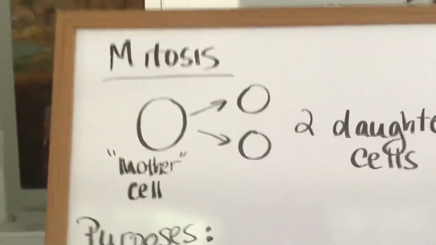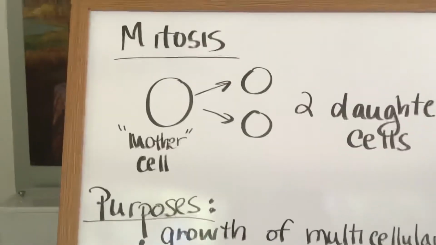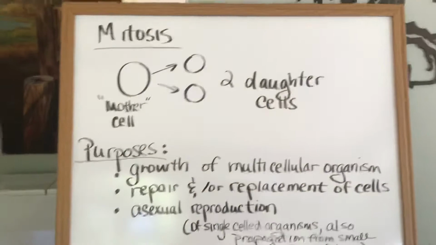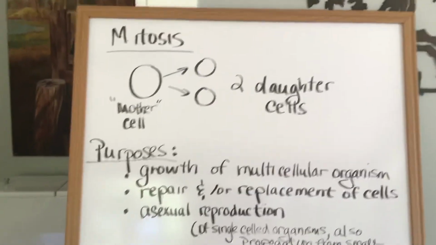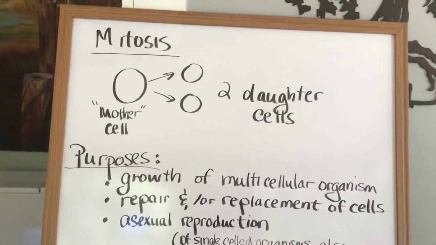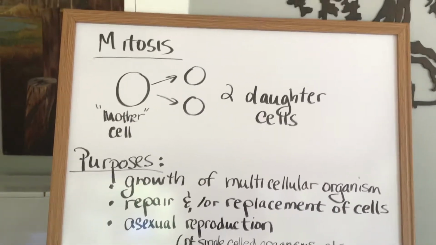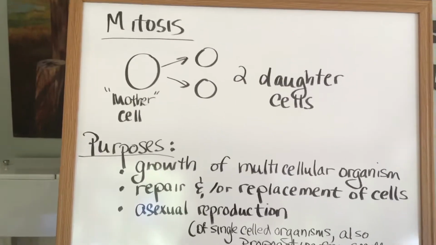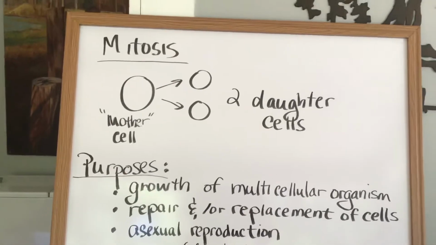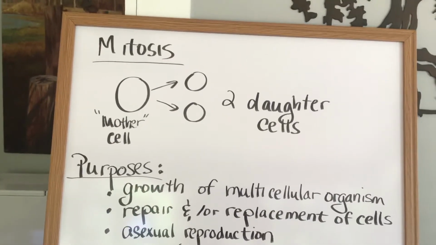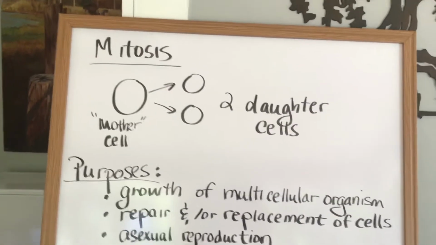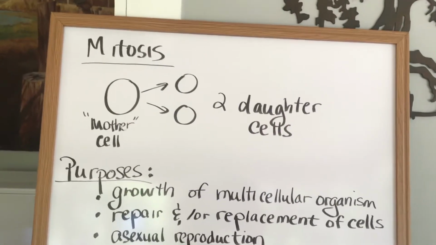All right, so first of all, this is a picture of mitosis. Mitosis is just where we take a mother cell, or just the original cell, and it is going to divide itself into two daughter cells. Now, a lot of misnomers are that the mother cell actually stays in existence and has babies, which is not true.